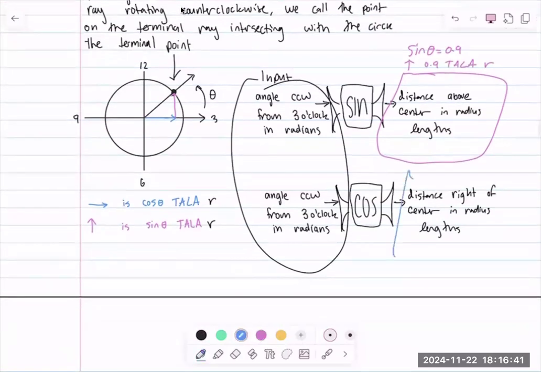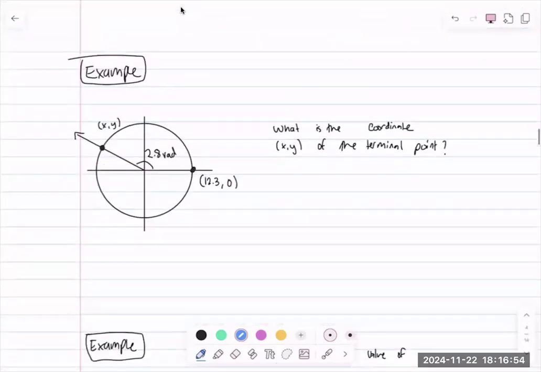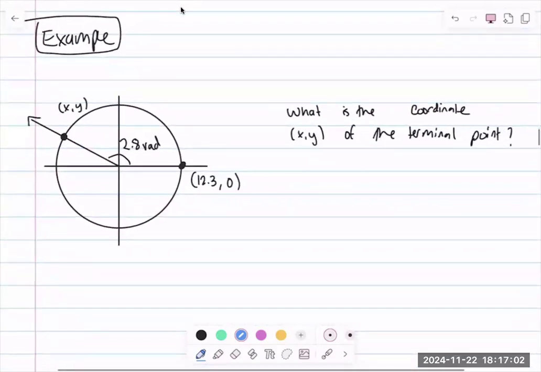Similarly, for cosine, our output is going to be a proportion of the radius length that our point is to the right. Now, if sine is negative, that means we're below. If cosine is negative, that means we're to the left. So an example here, I want to know the coordinate x comma y of this terminal point here. So pause, take some time to find out, and then come back. I want this in units, so not in radius lengths, in units.